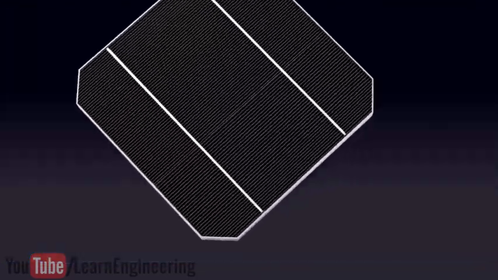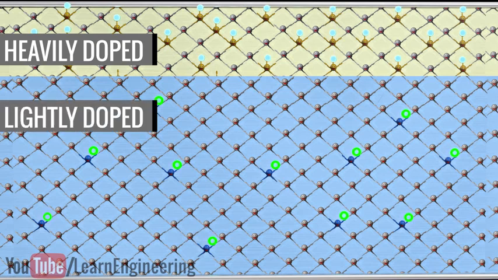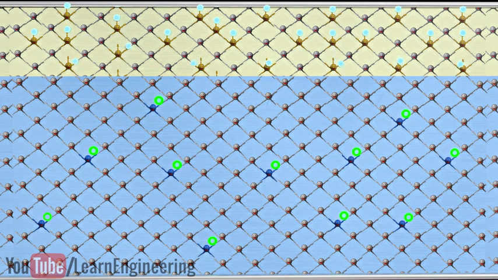In a practical solar cell, you can see that the top n layer is very thin and heavily doped, whereas the p layer is thick and lightly doped. This is to increase the performance of the cell. Just observe the depletion region formation here.